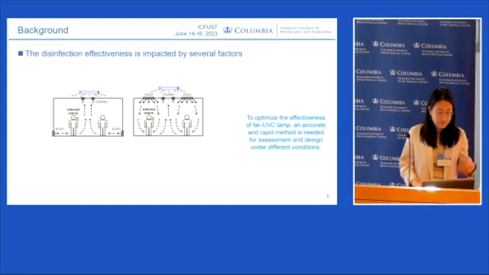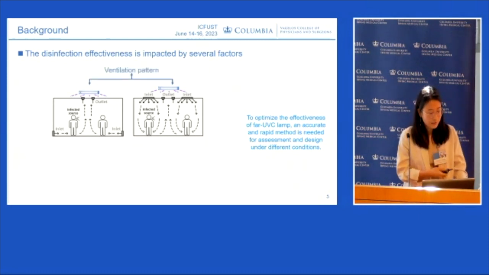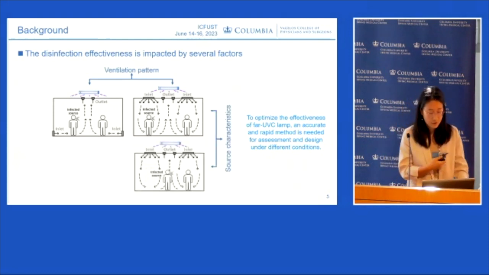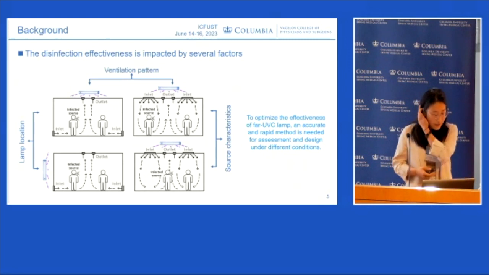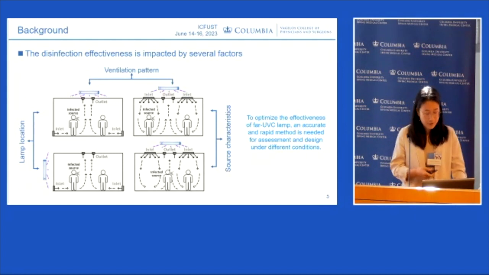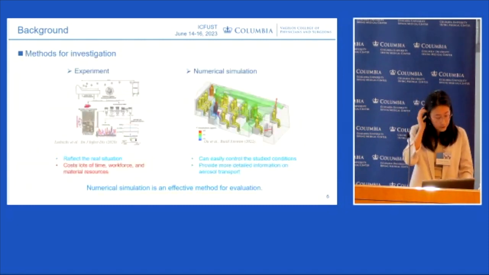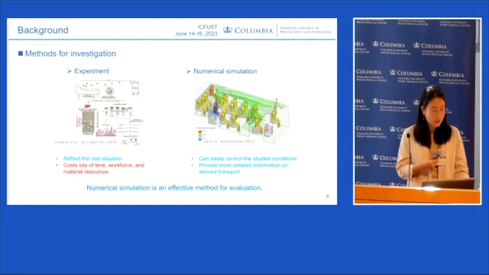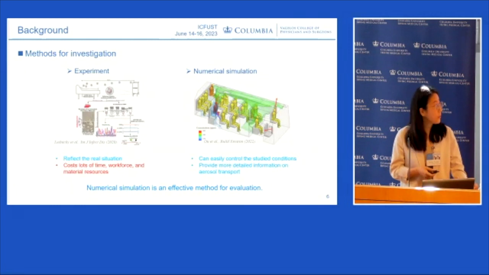In applications, there exist many factors that will impact the disinfection effectiveness of Far-UVC light, for example, different ventilation patterns, different source characteristics, and different installation locations of the UVC lamp. So in order to optimize the effectiveness of the UVC lamp, we need an accurate and rapid method for assessment and design under different conditions. For the method, experiments and numerical simulation are commonly used. The experiment can reflect the real situation, but it costs lots of time, workforce, and material resources. On the contrary, numerical simulation can easily control the conditions with high efficiency, and it can provide more detailed information. That means numerical simulation is an effective method.